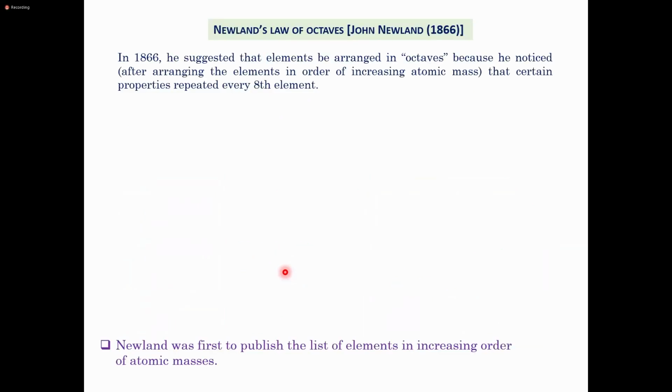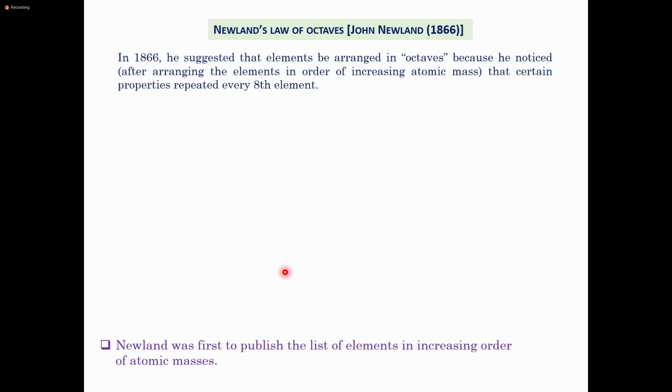Then Newlands' law of octaves, 1866. He suggested that the elements be arranged in octaves, because he noticed that when he arranged the elements according to their atomic mass, similar chemical and physical properties came after the seventh element.